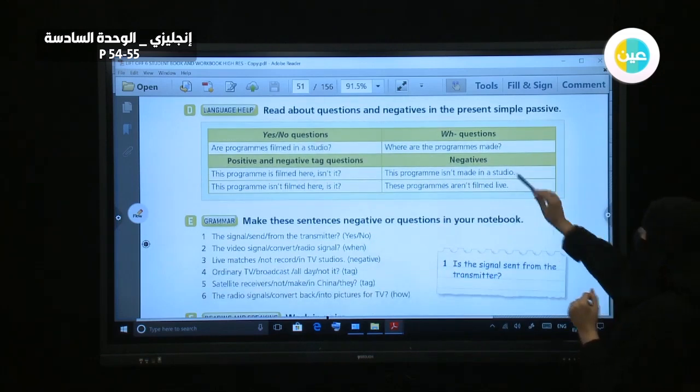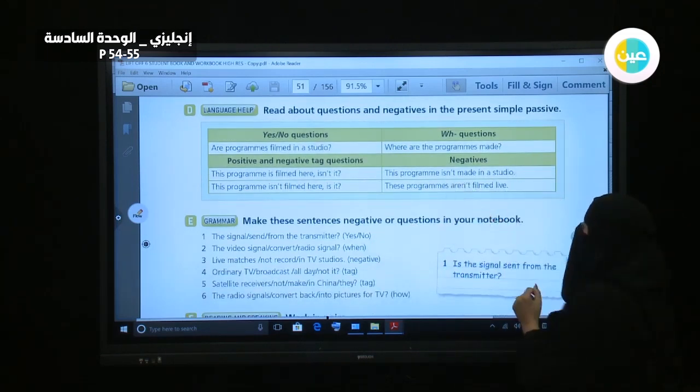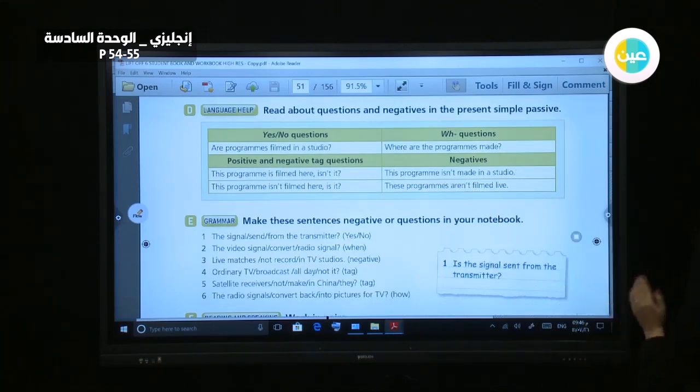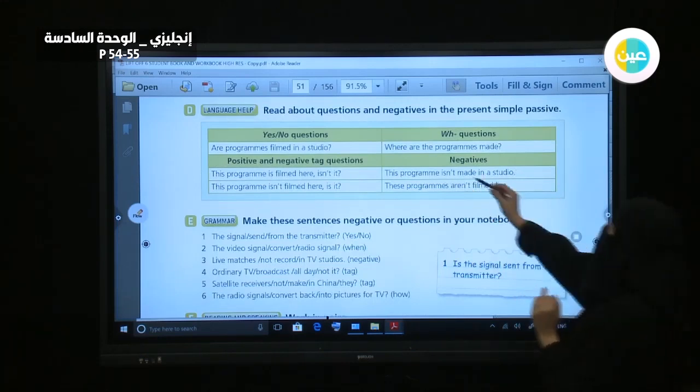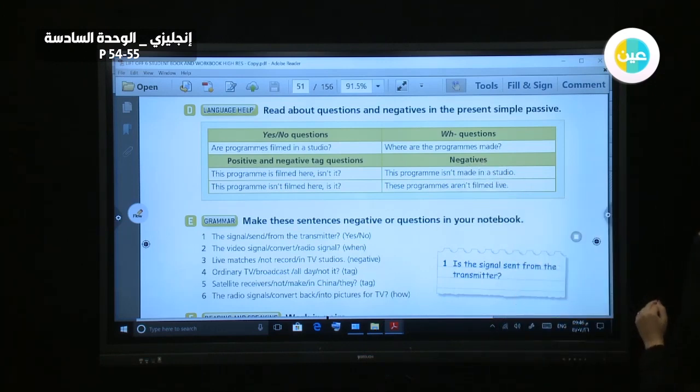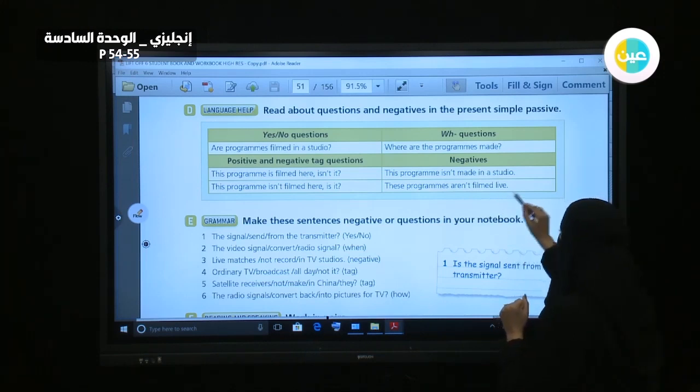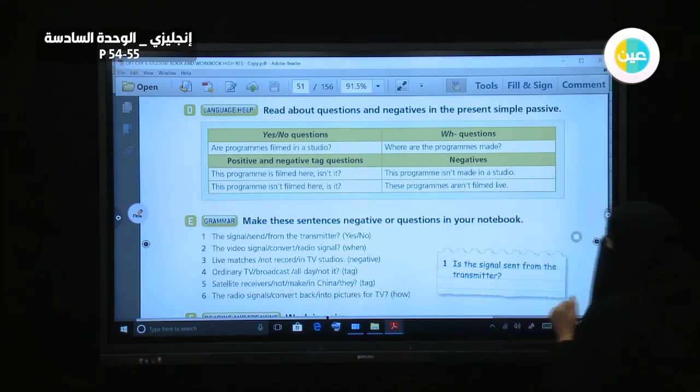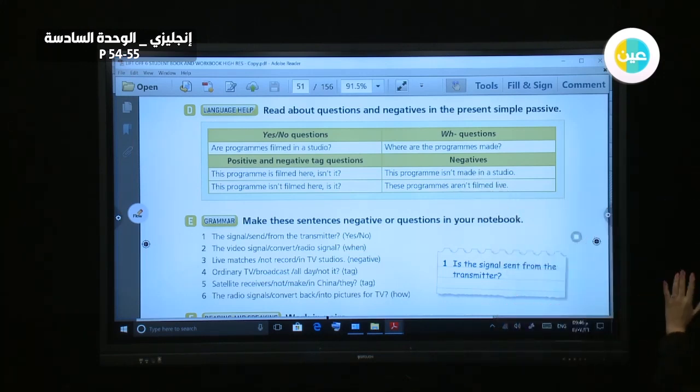The last one we have is negative. We add not to the auxiliary verb, here is. So this program is not made. Made is the past participle, the third form of the verb. Isn't made in a studio. These programs are not filmed live. So are not. Here we add not to the helping verb, are. So are not filmed. Clear?